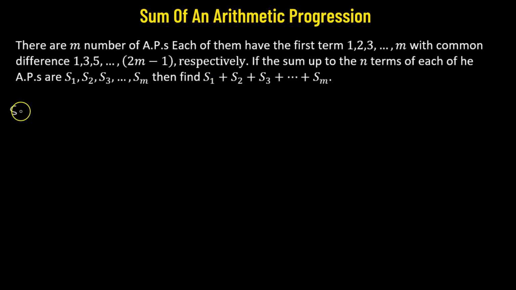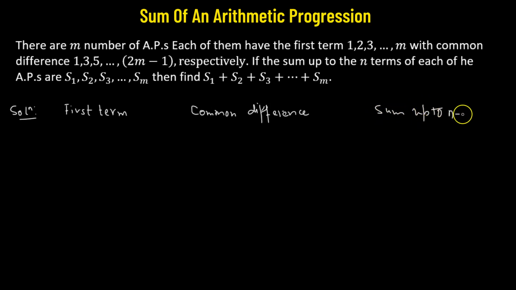So let's begin. First, we will specify the first term. Our first term is provided for each of the arithmetic progressions. Then we are also provided with the corresponding common difference. We will specify the sum up to n terms of the given arithmetic progression.